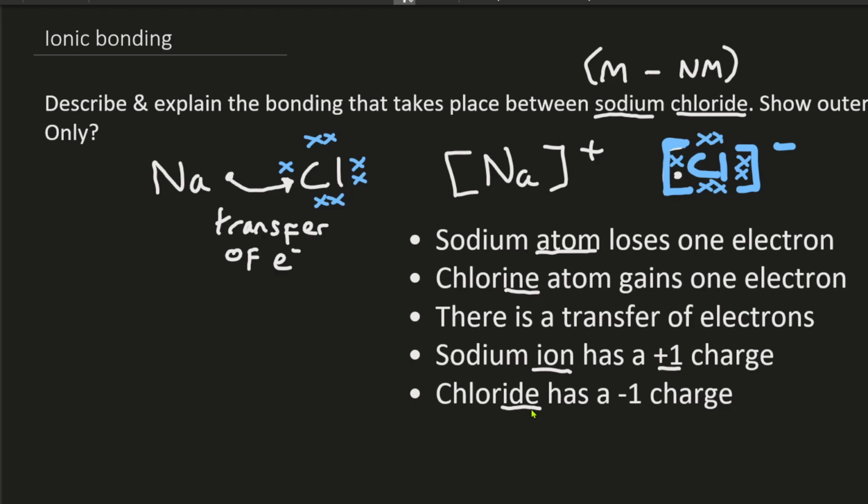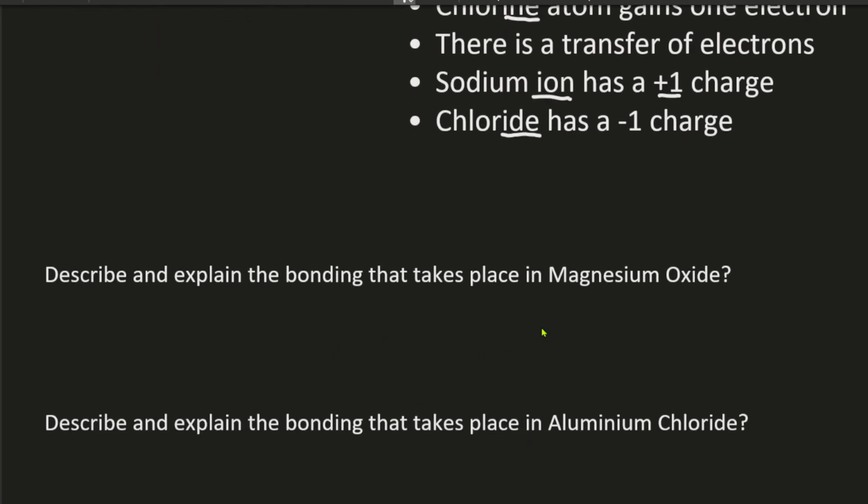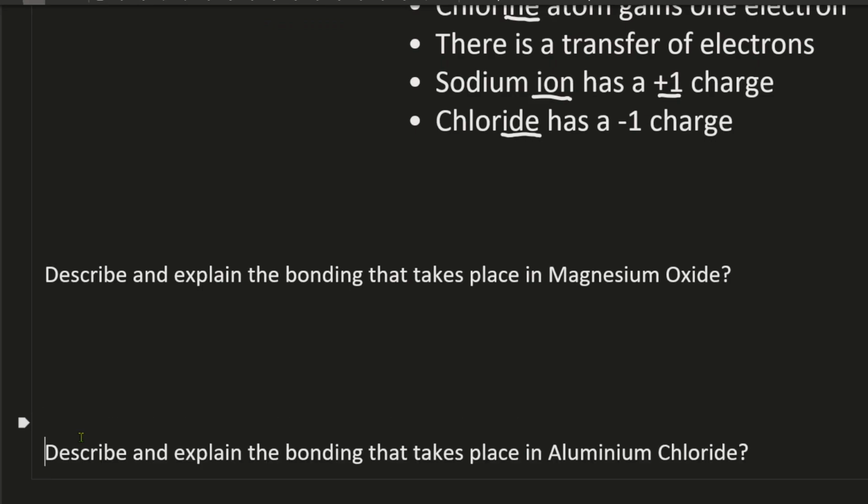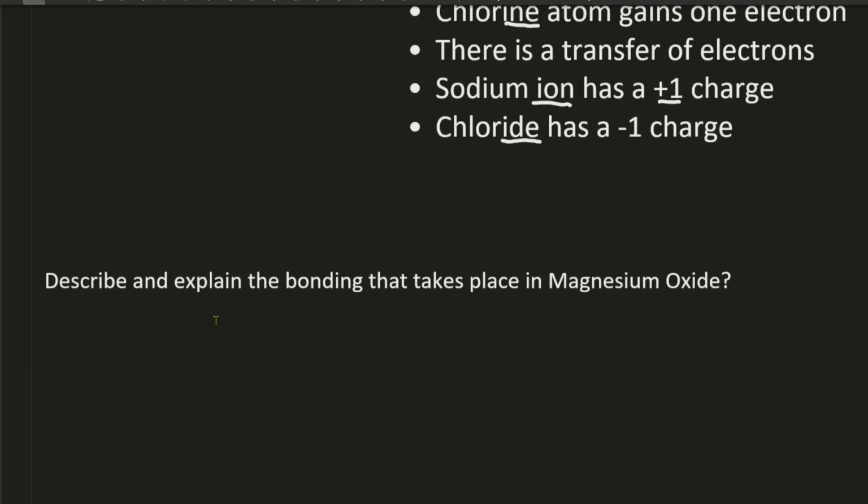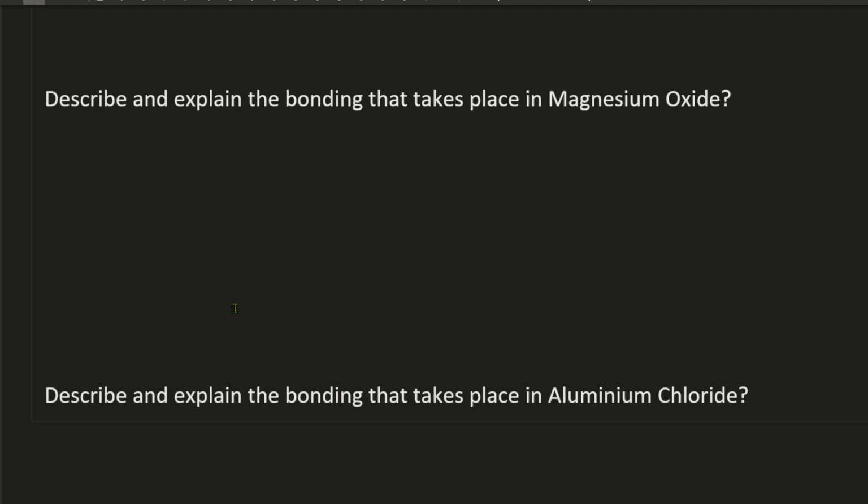This is very important, and it's something that is picked up on exam papers and exam mark schemes. So please be aware of that. The next one is the following. Let's do the second question here. Put this to the side. Right, so we have the following. What do we have? Describe and explain the bonding that takes place in magnesium oxide.